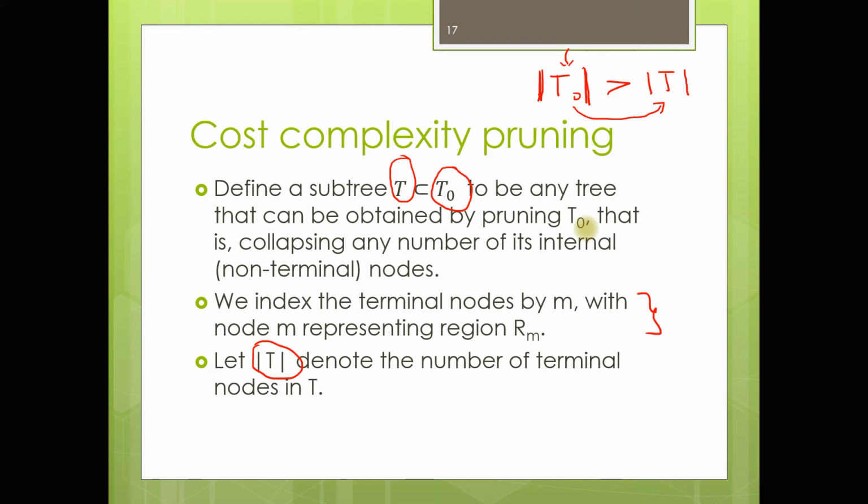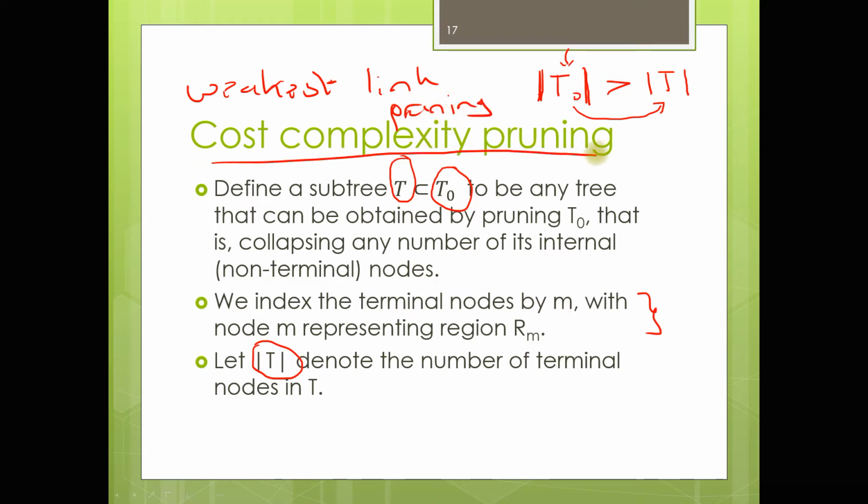Now, to illustrate the concept of cost complexity pruning, which is also known as the weakest link pruning, by the way. Another name for the cost complexity pruning is the weakest link pruning. To illustrate that, we will come up with certain notations, and then from these notations, you will understand what the cost complexity pruning is about. So here we go.